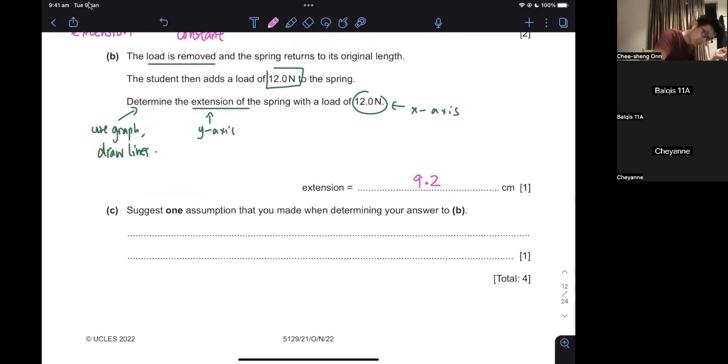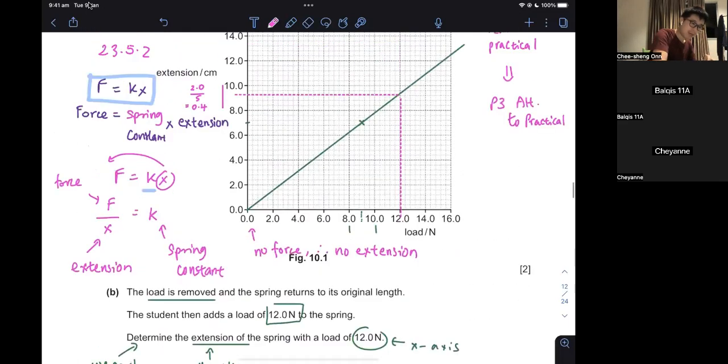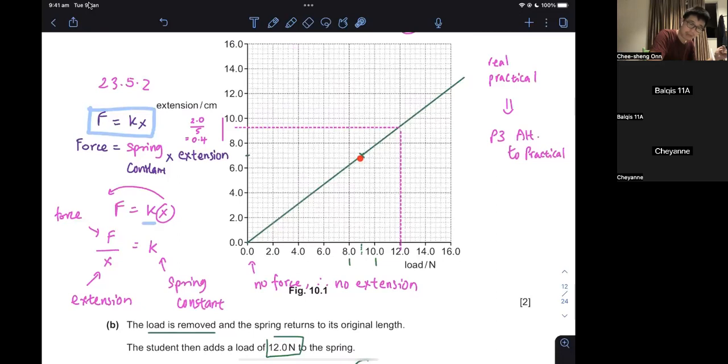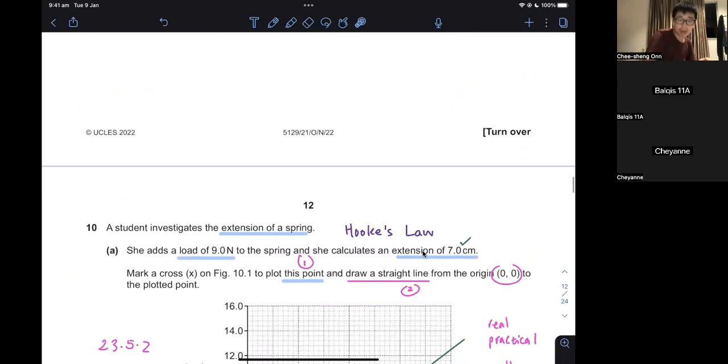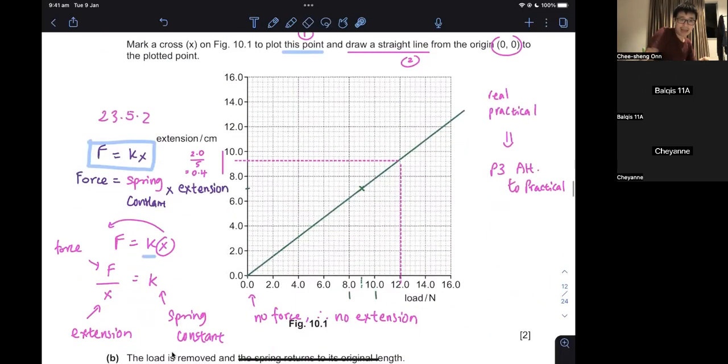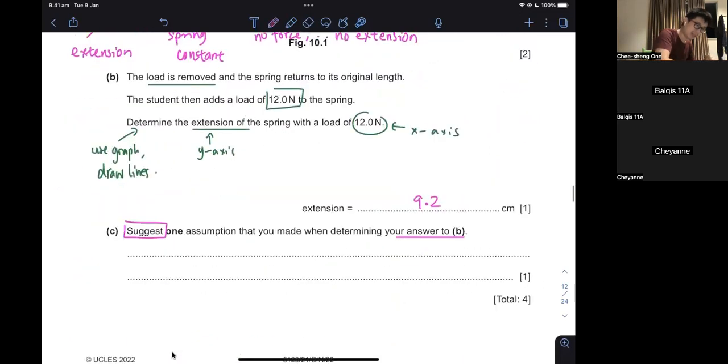Anyway, suggest one assumption made when determining your answer. Remember earlier, the graph was up until here, but then I have extended the graph by drawing the same straight line. I'm assuming it follows this relationship, F equal to kx. That is my assumption. But it says suggest, right? So I'm just going to look at the marking scheme. What do they use exactly? Okay, I'm not very sure, but I know it must follow. That means it doesn't. Okay, that's the word they said: elastic. They say it is still elastic.